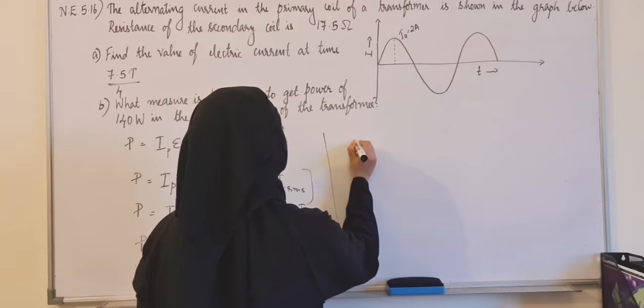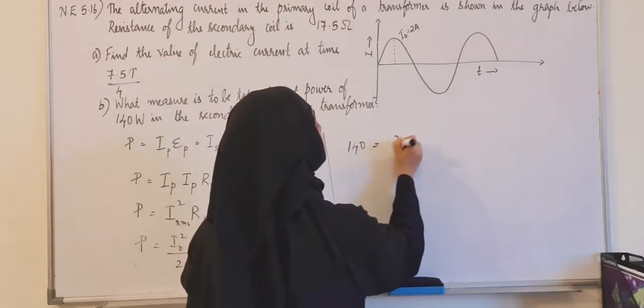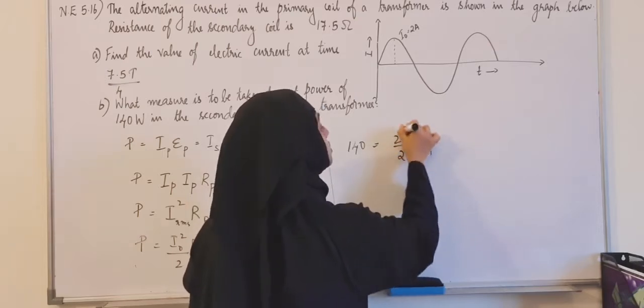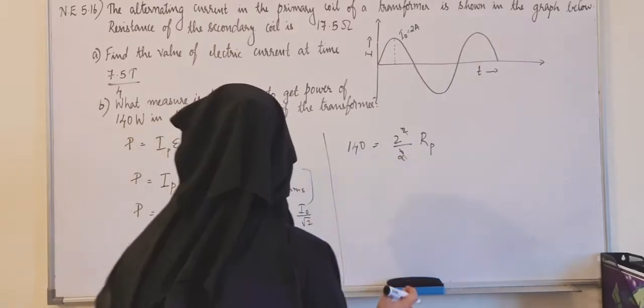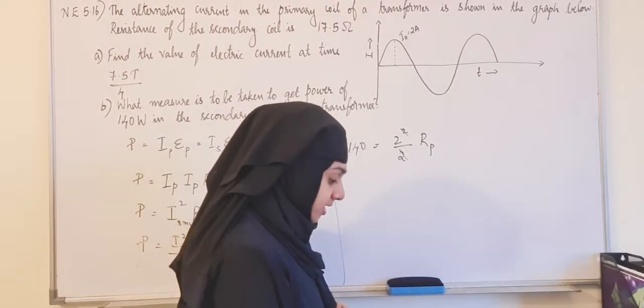So here 140 watts is equal to 2 squared divided by 2 into R_P. So 2 gets cancelled, or we can write here, what is R_P?